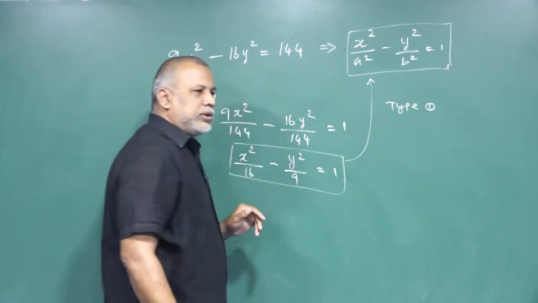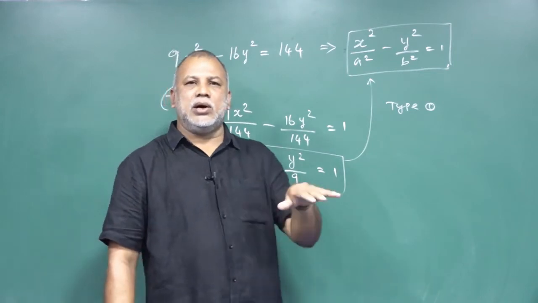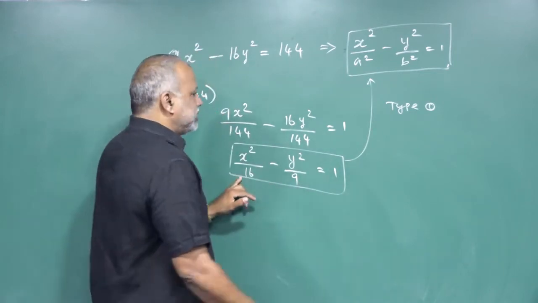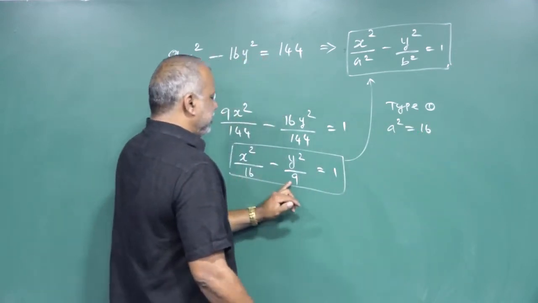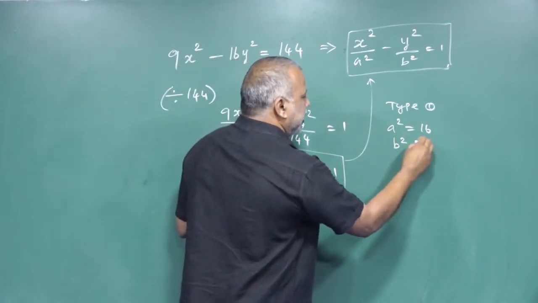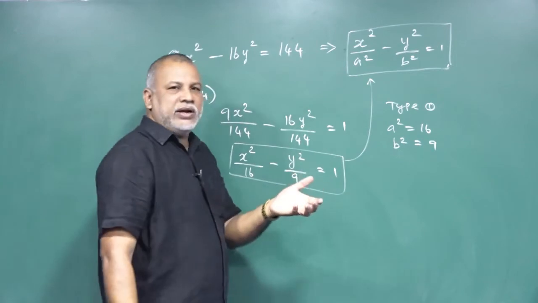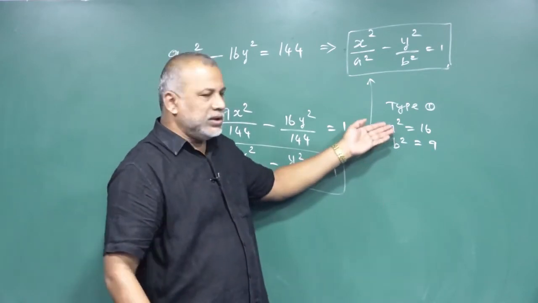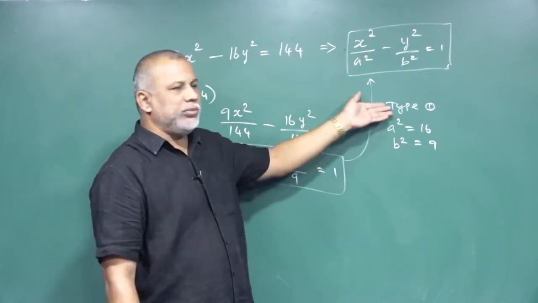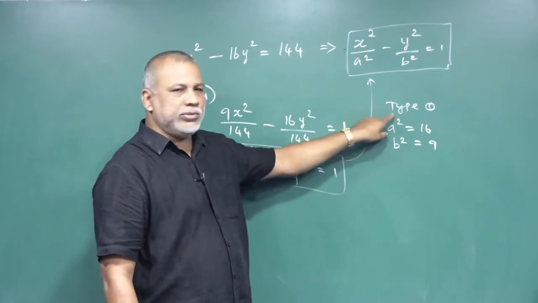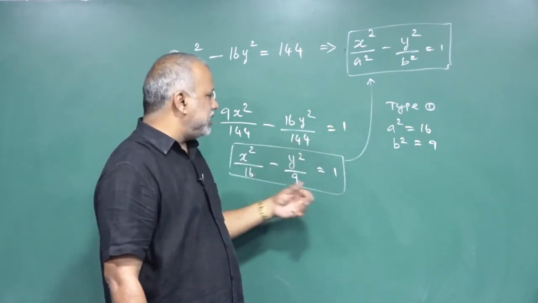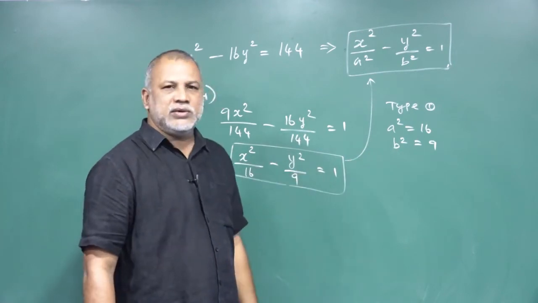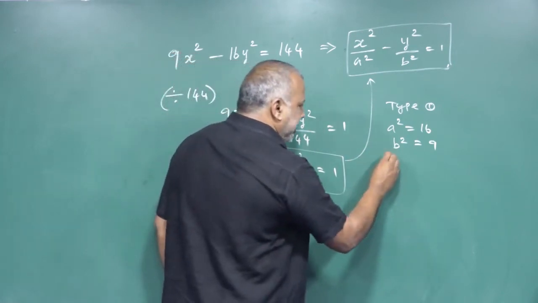The name of type number 1 is transverse axis along the x-axis. See here, a squared equal to 16, b squared equal to 9. So from the given equation we are able to find which type the hyperbola belongs to, here type number 1, and we find a squared and b squared from the given equation. Now we need e.